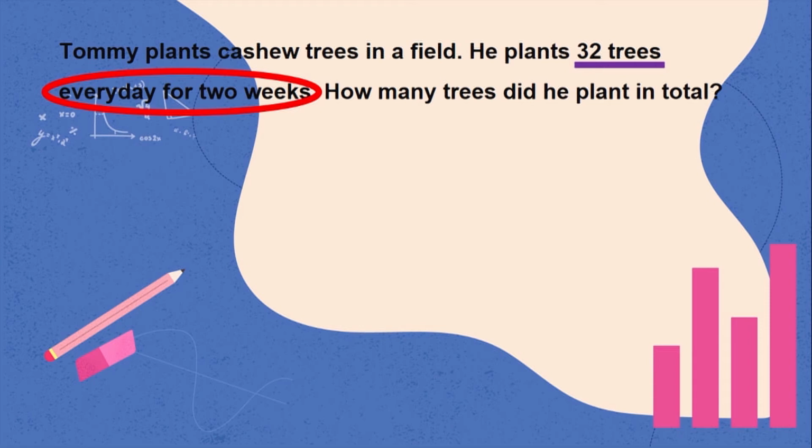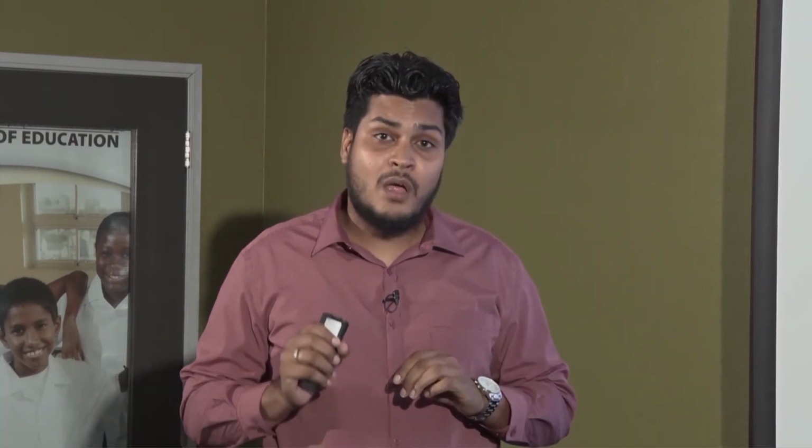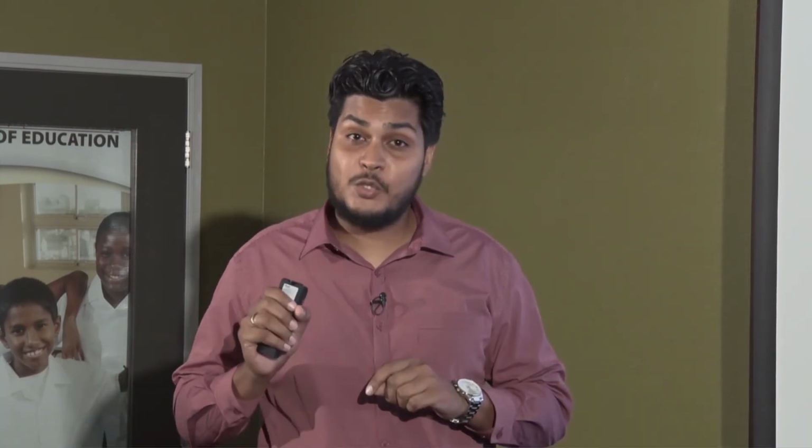Let's think it through. How many days does that give us? Did they say weekdays? No, they said weeks. How many days are in a week? Yes, 7. But did they just say 1 week? No. And these are things we miss sometimes. So think it through carefully always. Read once, read twice. 2 weeks gives us what number? Correct, 14.